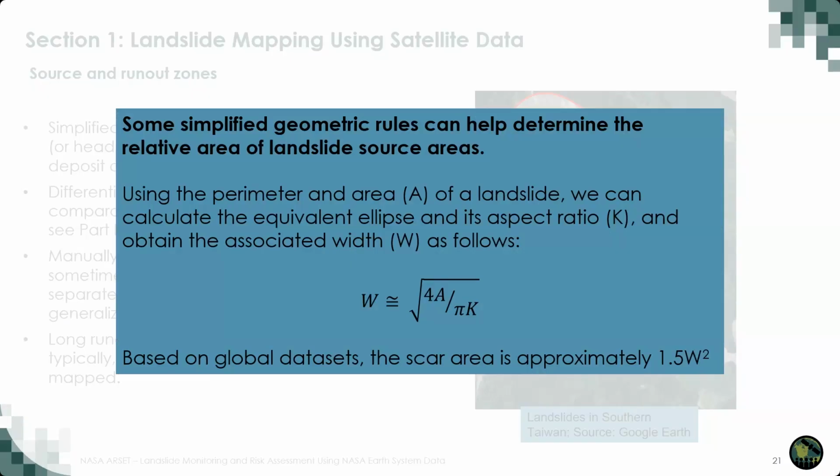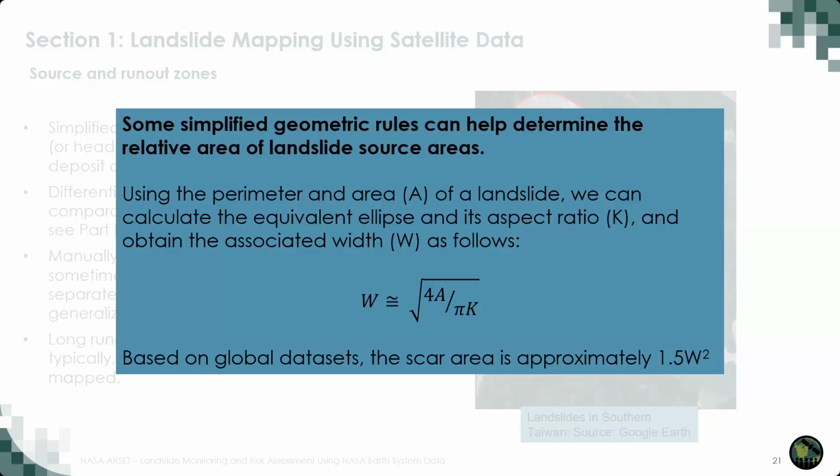What we would do is calculate, using a mapped polygon, the perimeter of the landslide. We would also calculate the area of that landslide. And then using the formula below, we can estimate the associated width of a landslide. We would use the area and perimeter to calculate an equivalent ellipse and the aspect ratio, which is K here.